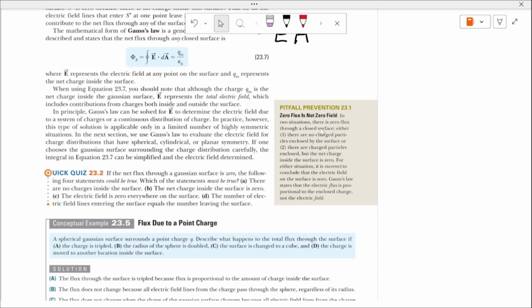Zero flux is not zero field. We know that this is the net flux, which will not always correspond to zero field. Just because the integral is zero doesn't mean the field is zero. It just means that the area vector and the field may be perpendicular to each other over your integral.